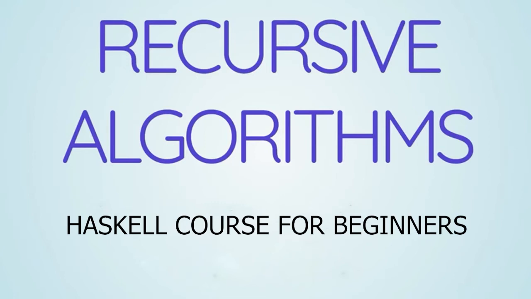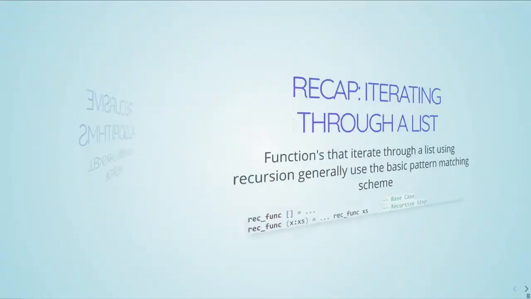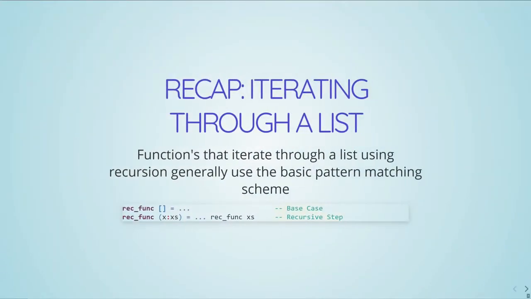Hey guys, today we'll be going over some interesting algorithms that we'll be implementing recursively. So you've already seen a lot of different recursive functions, and one of the main uses for recursive functions that we've been doing so far is iterating through a list. And all of these have the same sort of pattern going on, where there's a base case with the empty list and a recursive step that usually pattern matches on the head and the tail of the list.